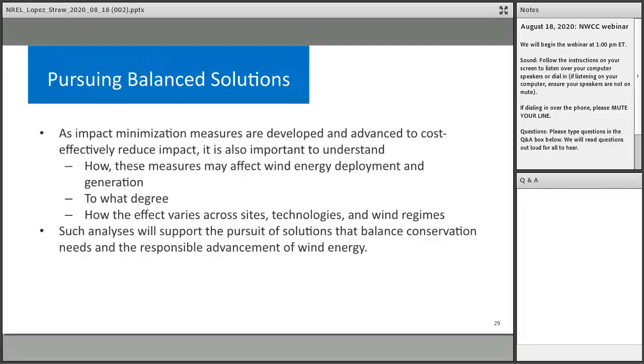As impact minimization measures are developed and advanced to cost-effectively reduce impact, there is great value in understanding how these measures may affect wind energy deployment and generation and how the effect varies across sites, technologies, and wind regimes. Such analyses can help us understand the potential barriers to adoption and support the pursuit of solutions that balance both conservation needs and the responsible advancement of wind energy.